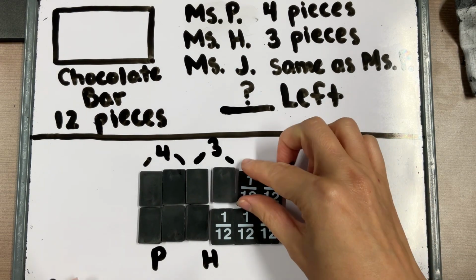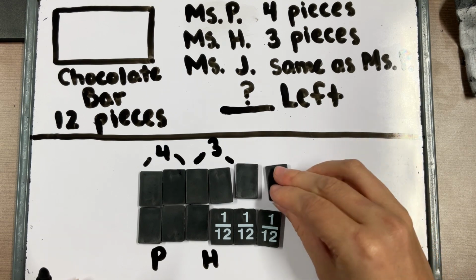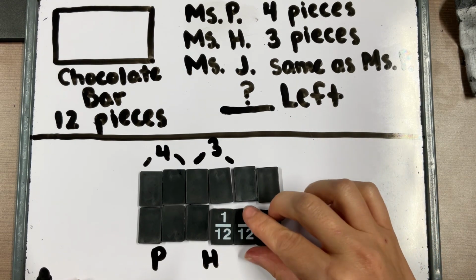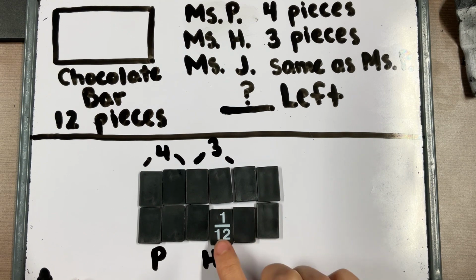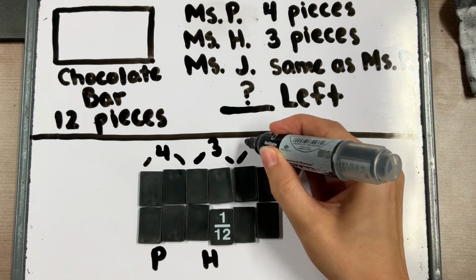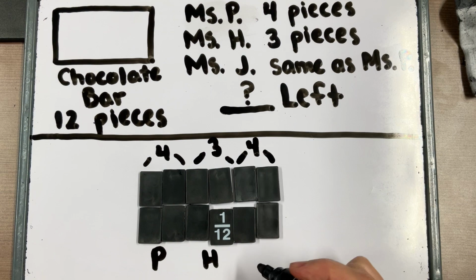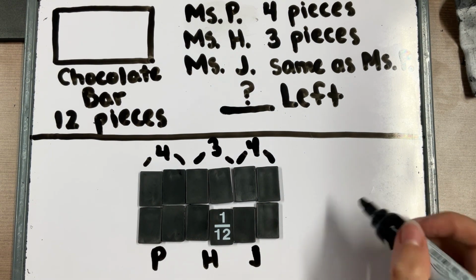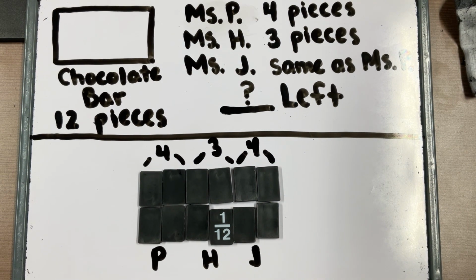And then Miss Jen had 4 pieces. I might actually organize it this way so I can see that Miss Hoff didn't eat that piece. And I could label that 4. And that's Miss Jen. What can I do now to draw this model and also to write some more numbers and symbols to represent it like an equation? Pause the video and draw your model now, and then see if you can make an equation to match that.